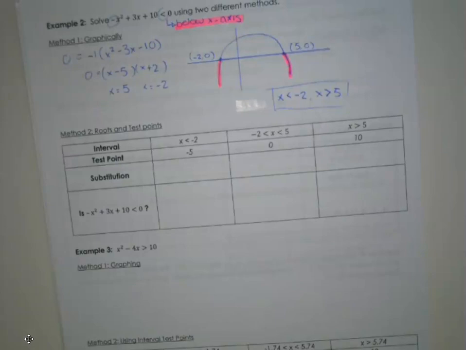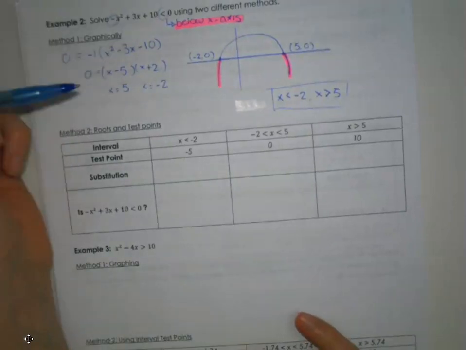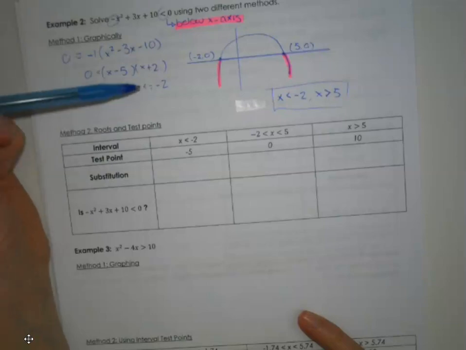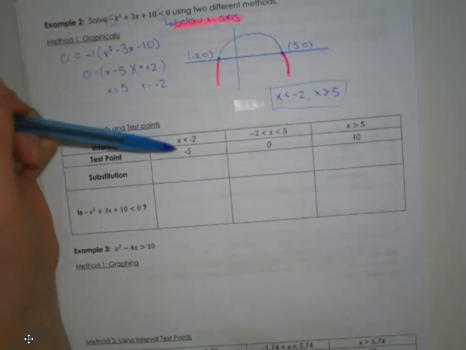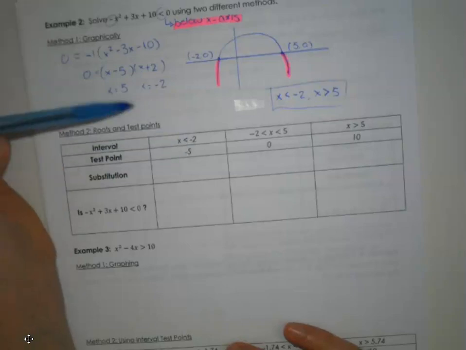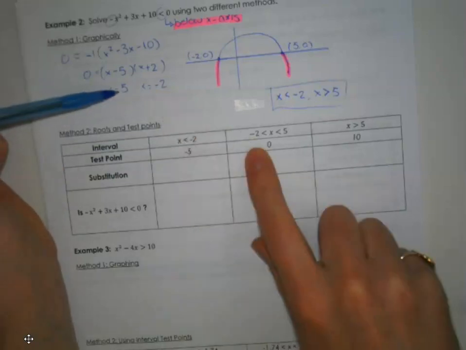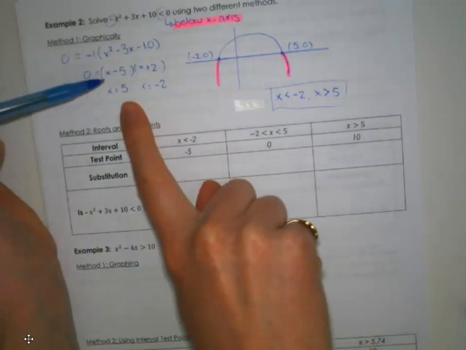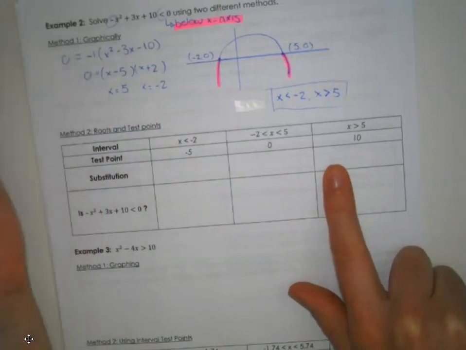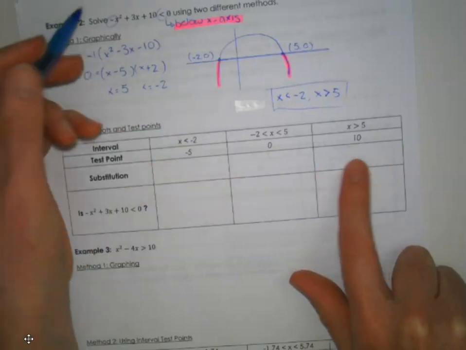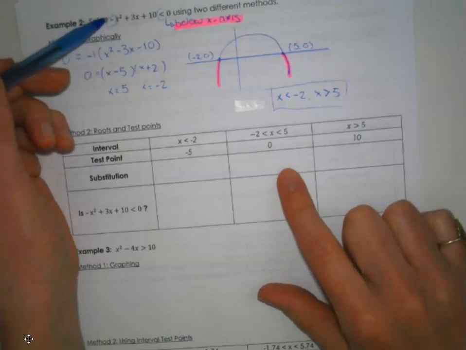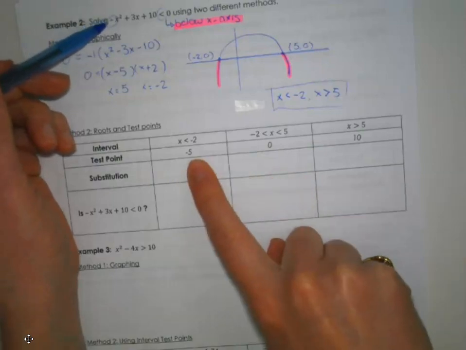If we want to solve algebraically, again, we just figure out our test points. So for this one, we had our factoring of 5 and -2. So we would say, what's an x value less than -2? I picked -5. What's between -2 and 5 would be 0. Above 5 would be 10, for example. I mean, you can choose any value. I'm just choosing multiples of 5. So then we just want to plug those in.